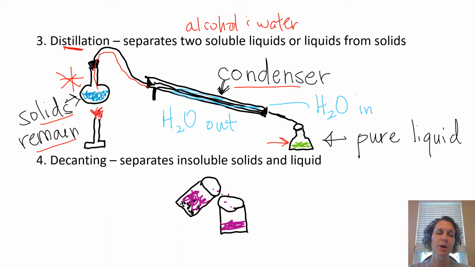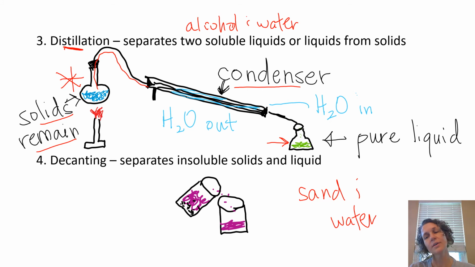And so this is where you have insoluble solids and a liquid. So for example, if you had something like sand in water, you can separate the two of them. If you let it set, the sand will settle down to the bottom, and then you can, not very accurately, pour off the water from the sand. So you can't, again, completely separate it.